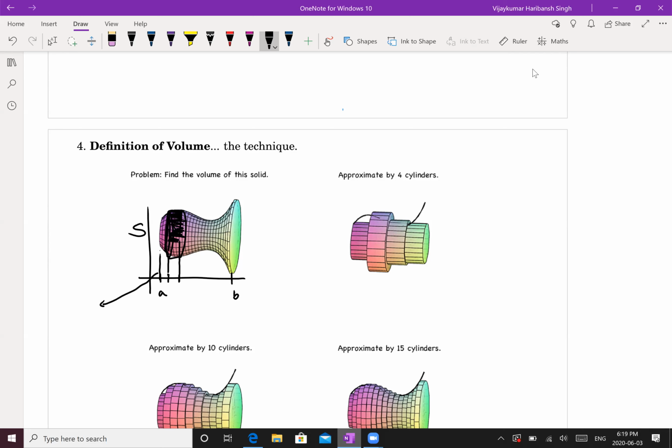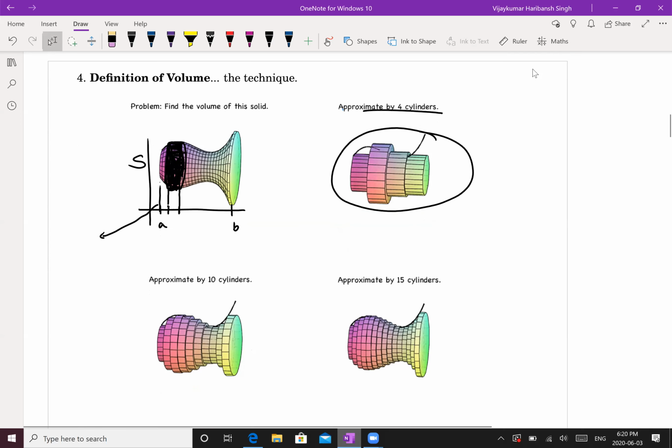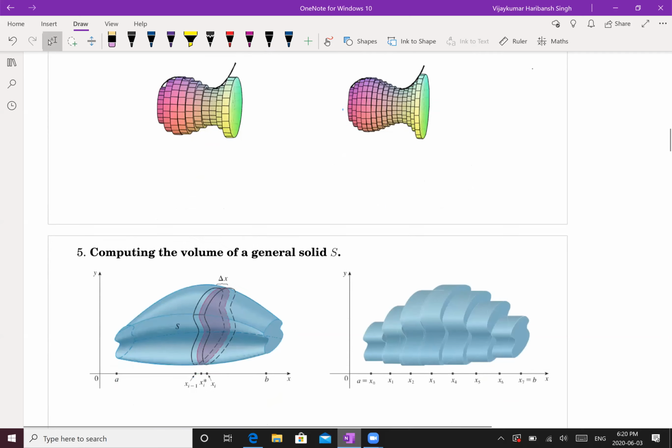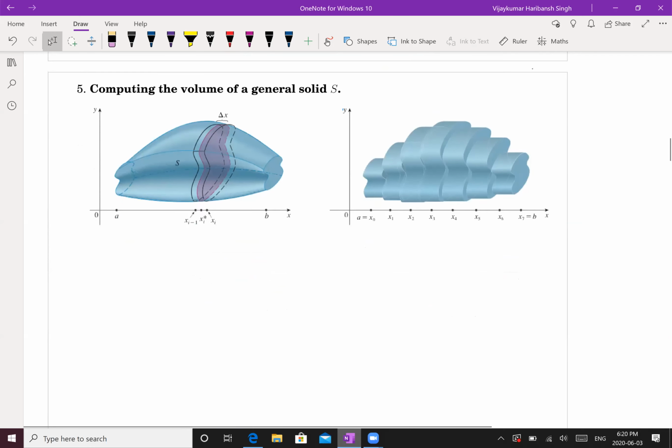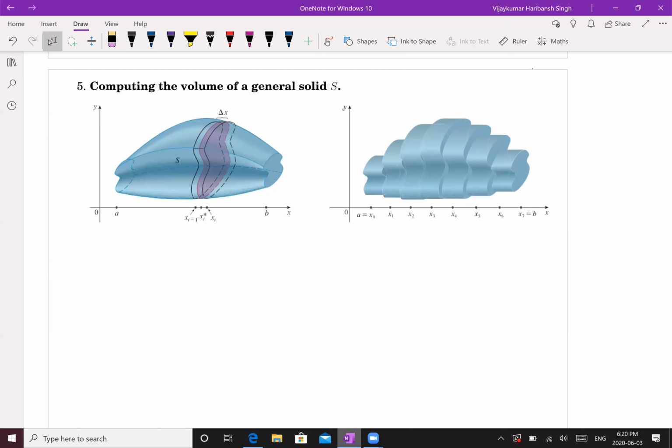Okay. So now, if you approximate this volume by 4 cylinders, this is how it looks. If you approximate it by 10 cylinders, you see it's getting closer to the actual volume of the solid. And if you approximate with 15 cylinders, it gets closer. So the more cylinders you approximate it with, the better approximation for the volume you will get. This is a similar idea behind the Riemann sum.